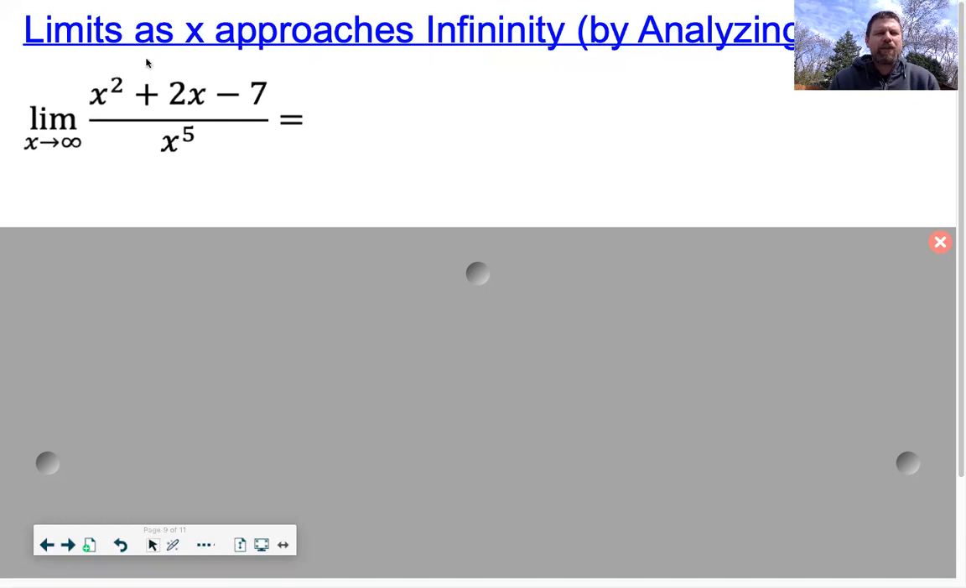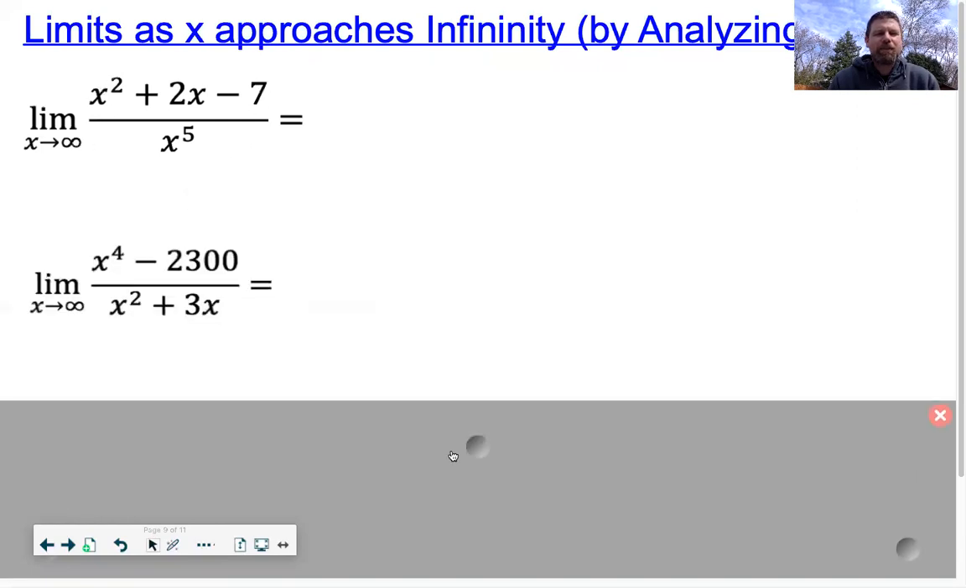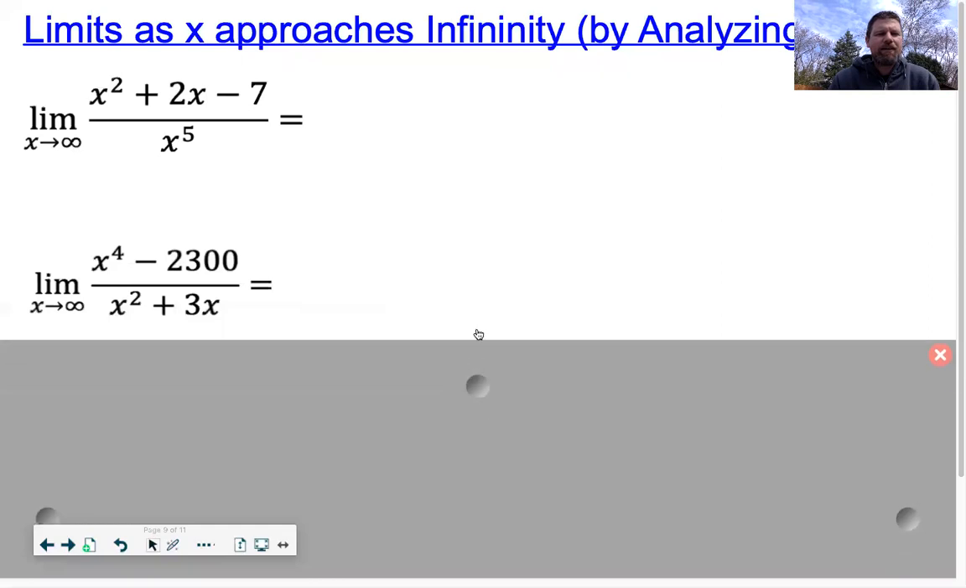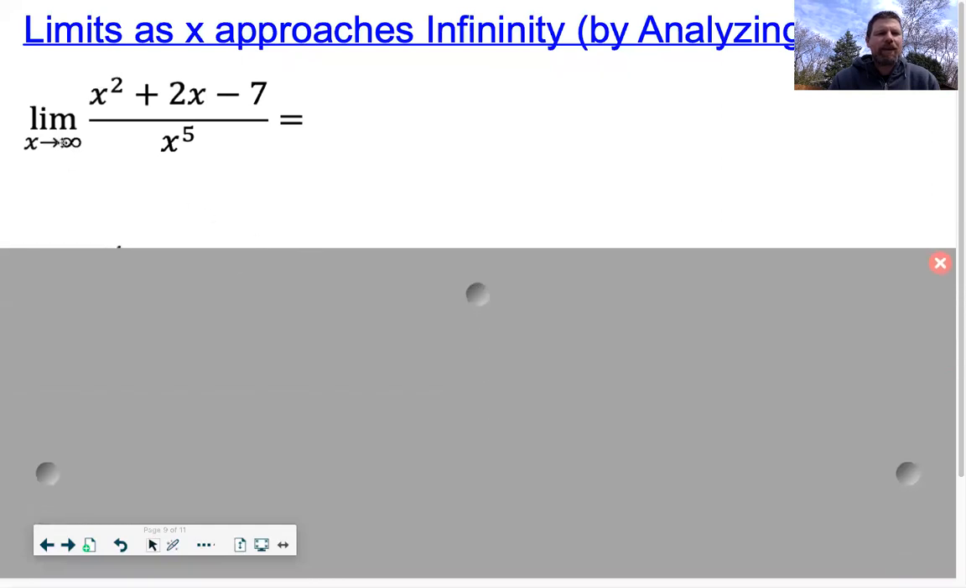I find problems like this actually tend to be easier, especially when they get more complicated, to just think about them in terms of as x gets really, really big, and then think of them in terms of overpowering. As x gets really, really, really big, that -7 is going to have almost no impact on x squared, right? If I take 1 billion and put it in there, 1 billion squared is so big, the -7 has hardly any impact. Same thing for the 2x. Hardly anything compared to that x squared once x gets large enough.